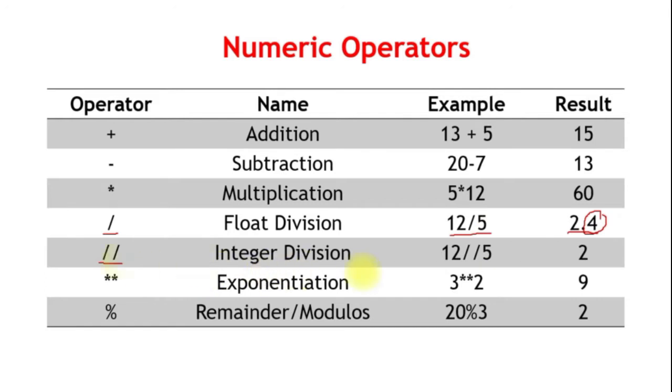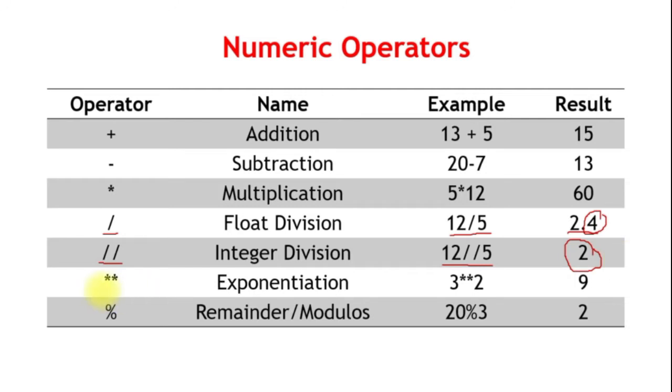Next is the integer division. Integer division naman, ang kanyang operator ay dalawang slash. Integer division, ang kukunin lang niya is yung whole number. Example is 12 divided by 5. The answer is 2.4 kapag 12 divided by 5. Pero dahil dalawang slash yung ginamit natin, ang kukunin lang niya is yung 2. Meaning, i-disregard niya yung decimal point. Kapag 10 divided by 2 naman, ang answer is 5.